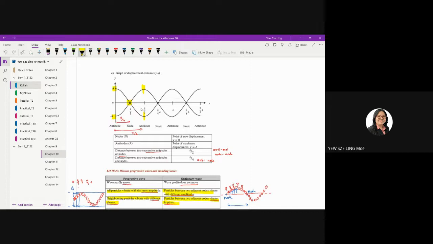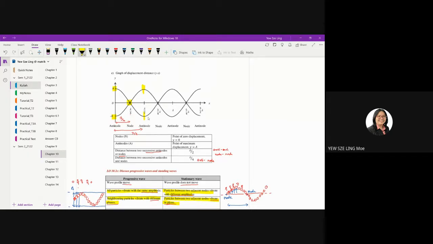It happens at lambda over 2 after it oscillates for half a cycle. So you need to know all these x distance values in order to calculate the positions of node and also the antinode.